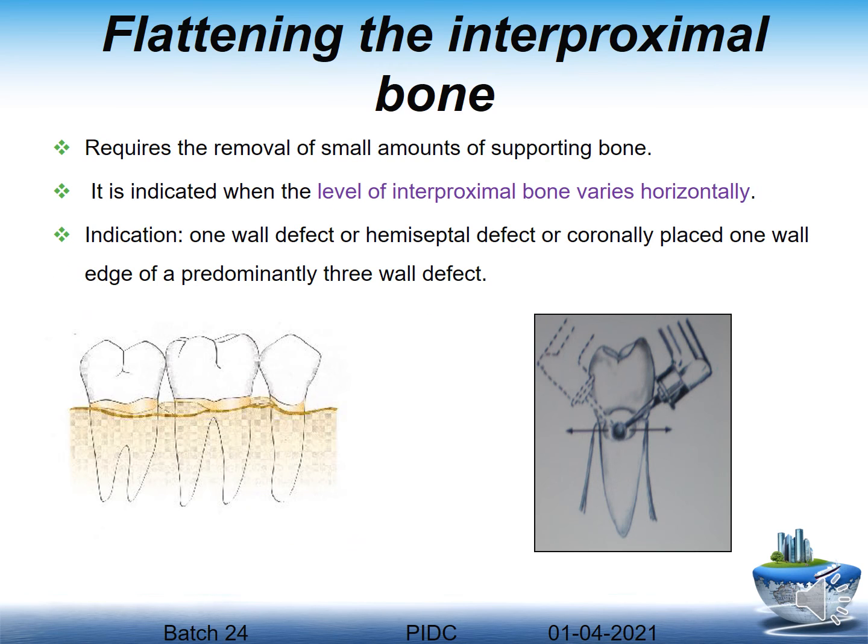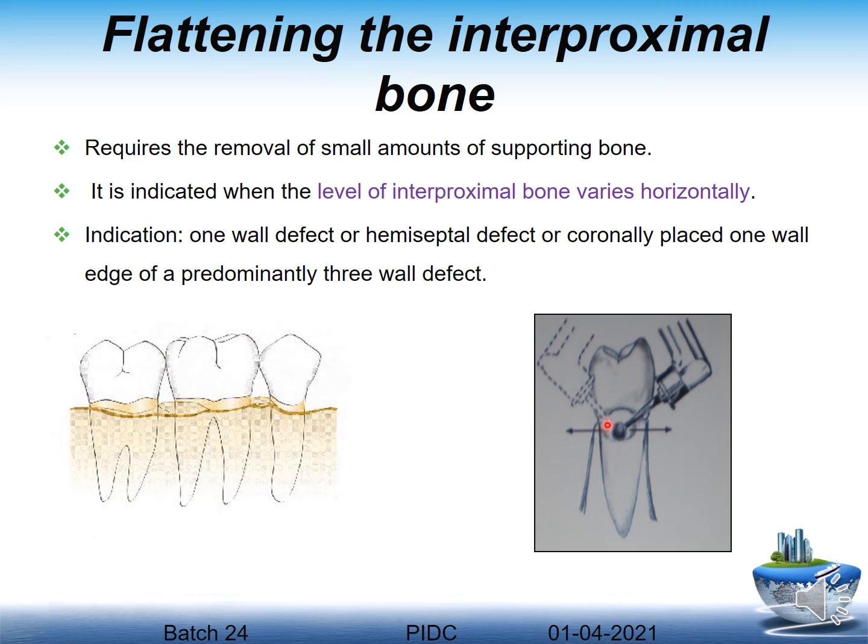The third one, flattening of the interproximal bone. So this requires a small removal of the supporting bone, basically an osteotomy procedure. It is indicated when the level of the interproximal bone varies horizontally, indicated in one wall defects or hemiseptal defects, or a coronally placed one wall edge of a predominantly 3 wall defect.